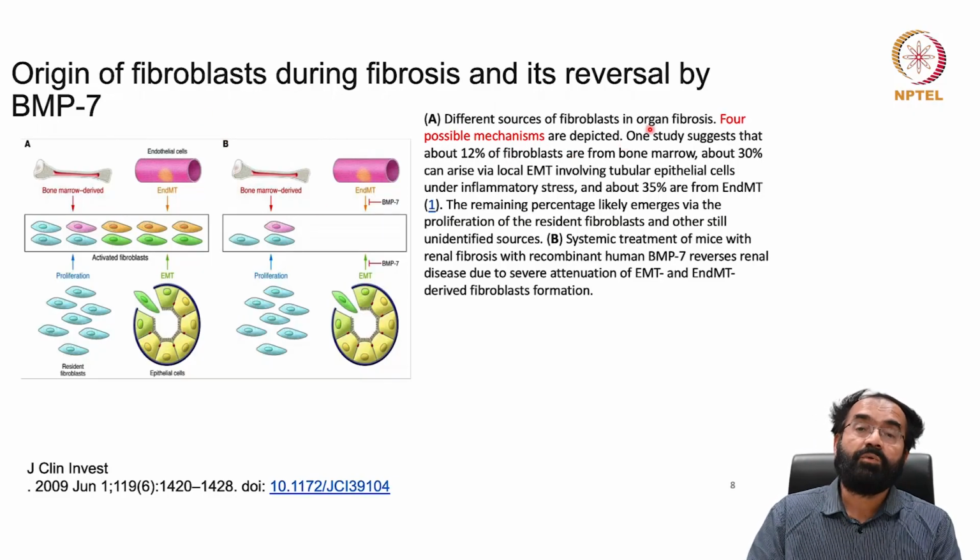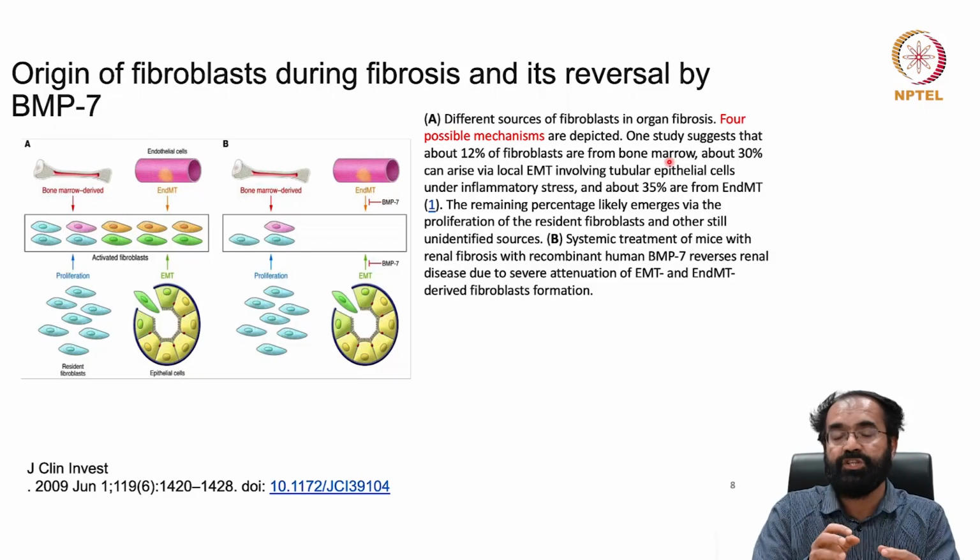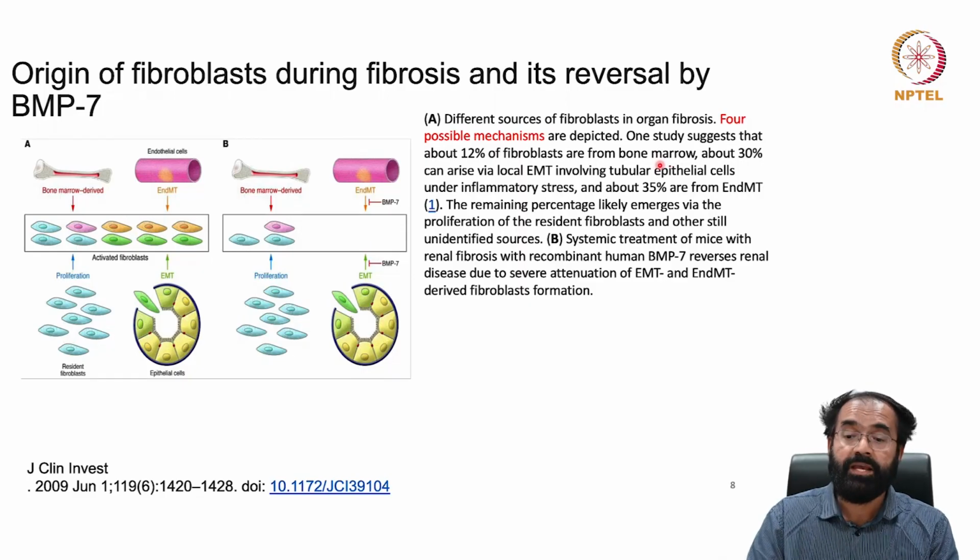Different sources of fibroblasts are possible in the formation of organ fibrosis. Four possible mechanisms are depicted in this picture. One study suggests that about 12% of fibroblasts are from bone marrow. Fibroblasts, we know, are basically the glue tissue. They are the main cells which do not have any unique or specific function, but they provide structural stability to a given tissue. And 12% are formed from the bone marrow. About 30% can arise via local EMT.